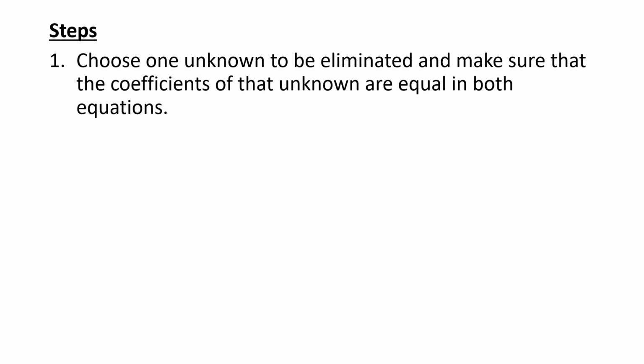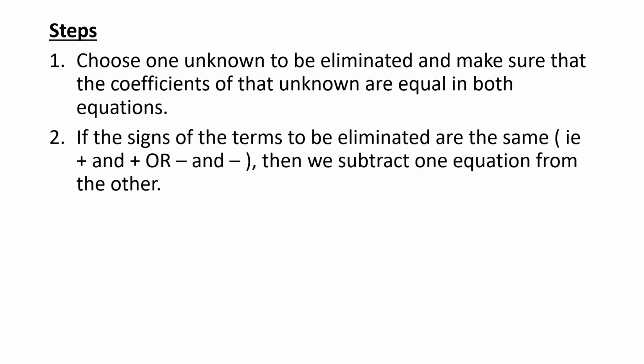Right. Then the next step, we are now looking at the signs. If the signs are the same, plus and plus or minus and minus, then we subtract one equation from the other. Otherwise, we add. I'm saying if it is plus and minus, we just add the two equations. By so doing, we'll be eliminating the desired unknown, right?